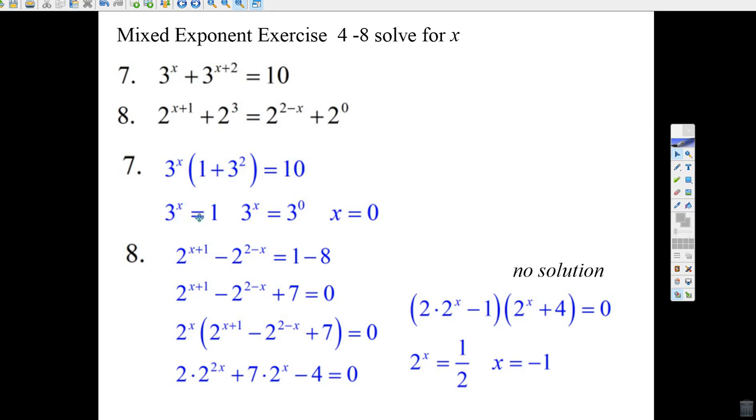Divide both sides by 10, we get 3 to the x equals 1. And now the big trick is 1 is really 3 to the 0. Now I can compare the bases, and x must equal 0. And there you go. The next question is a little trickier.